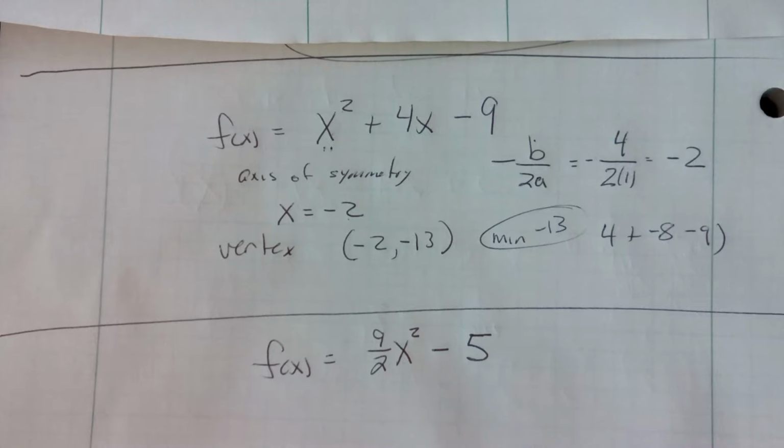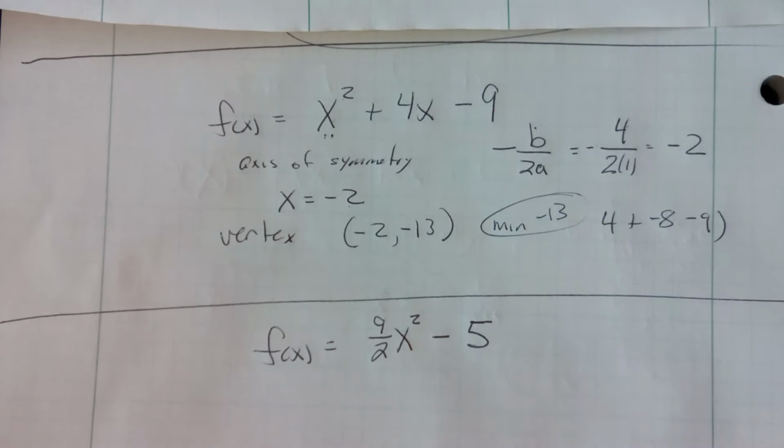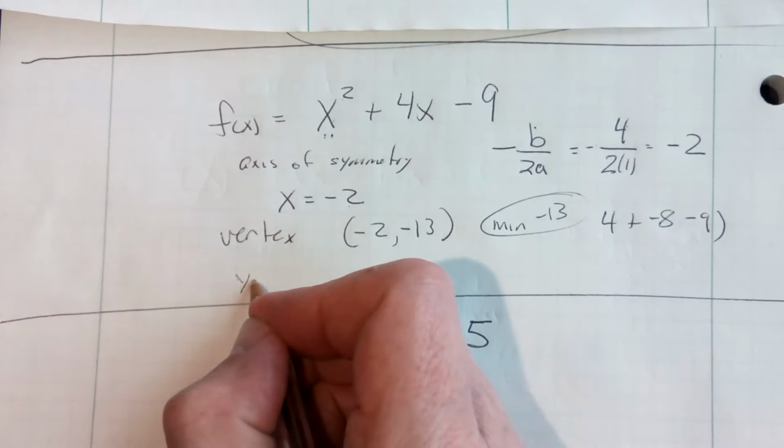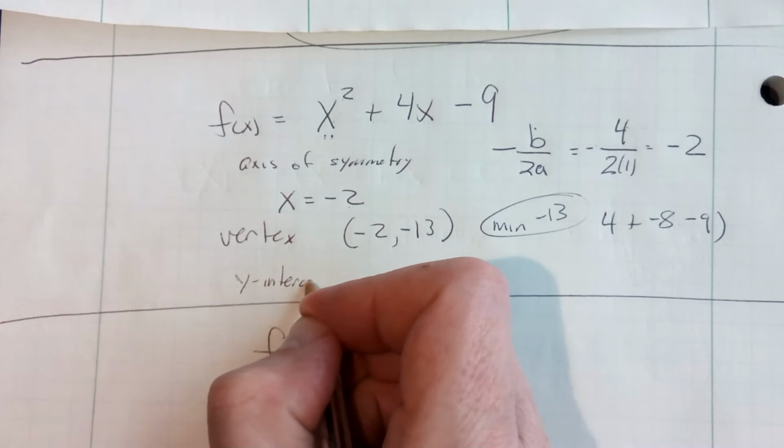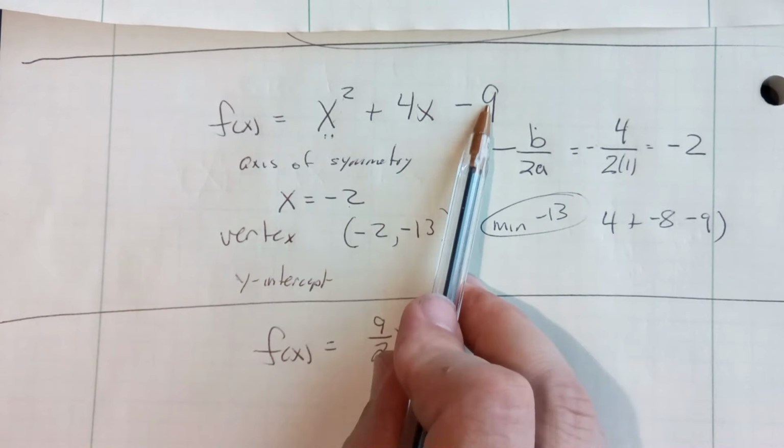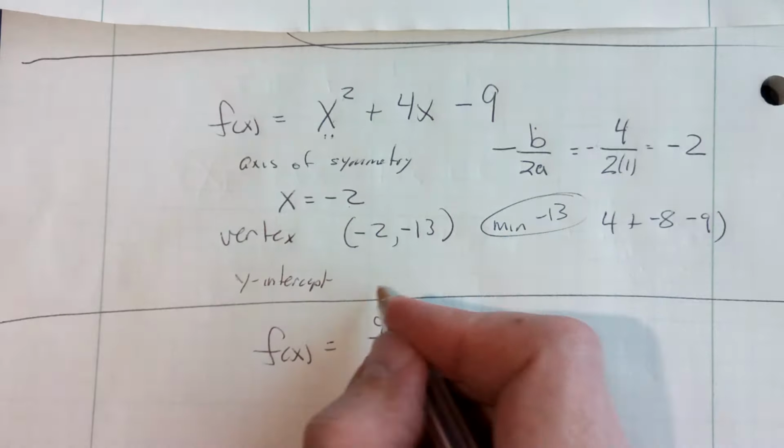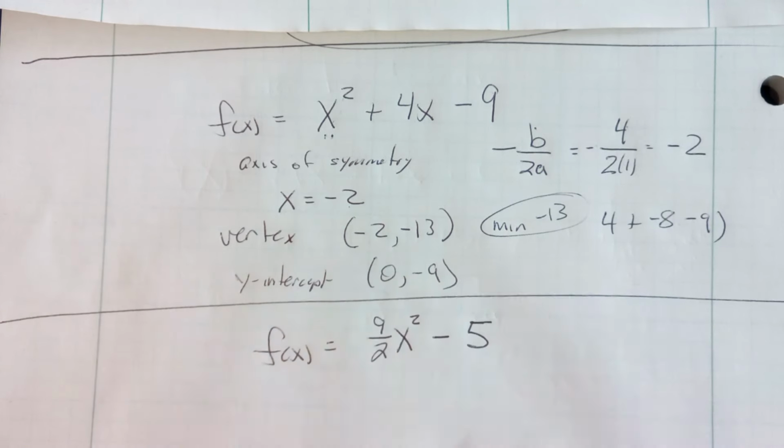Now, if they asked you for the y-intercept, the y-intercept is very easy on this one. It's just the c value. It's just -9. 0, -9. It's the y-intercept.